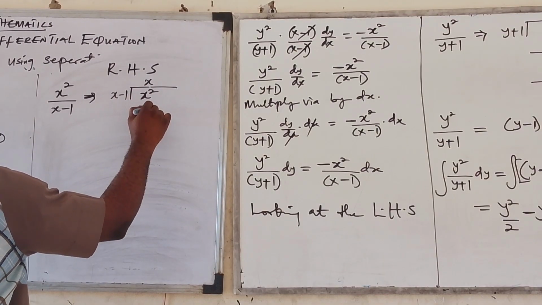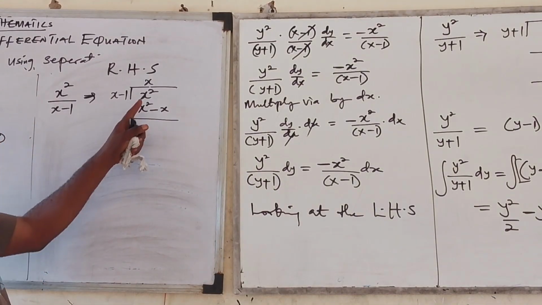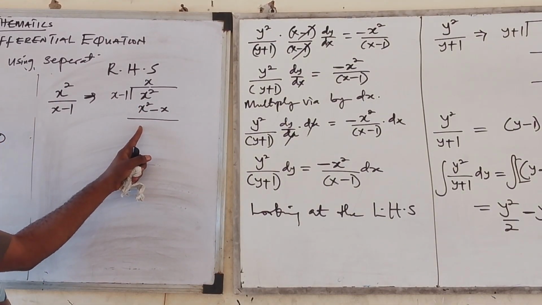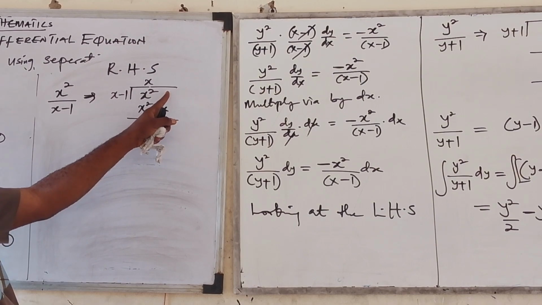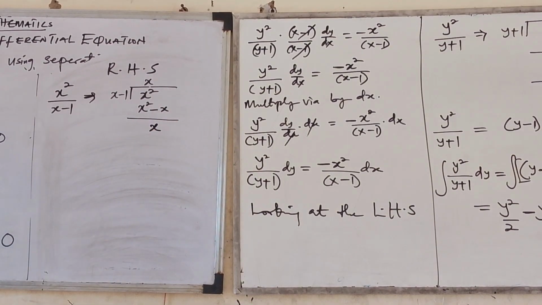x times minus 1 is minus x. So now this is the same thing as saying x squared minus x squared is gone, that's 0. So here there's nothing here. So we have 0 minus x. That will be plus x. Yes, that will be plus x.